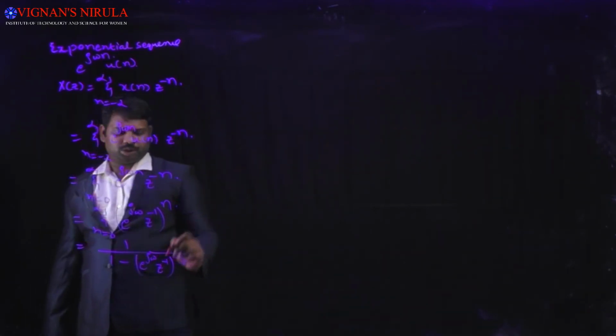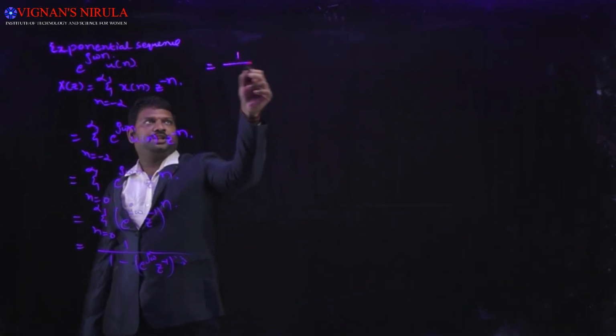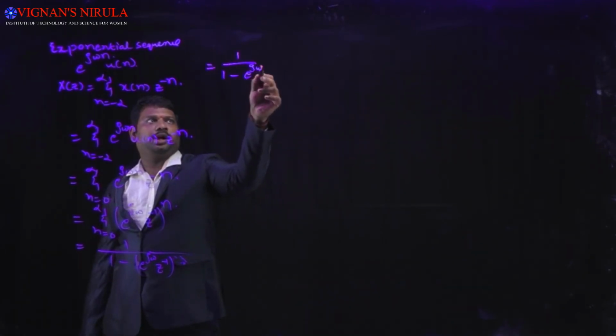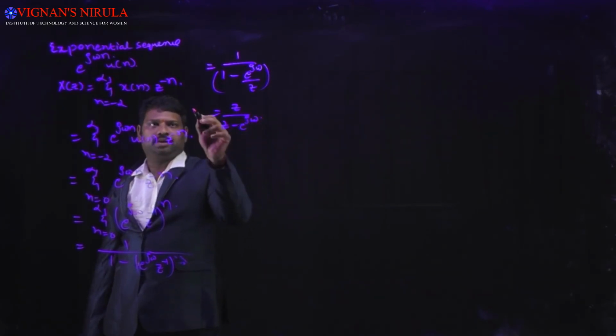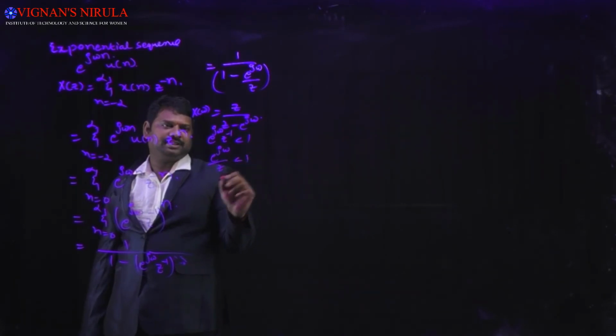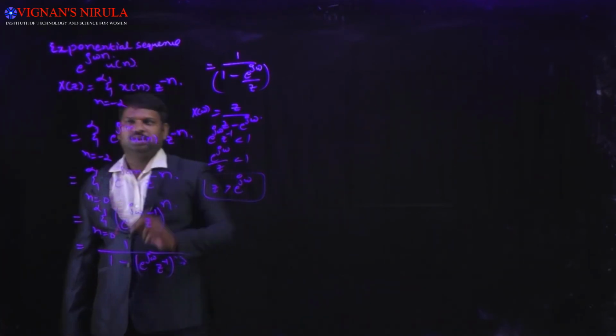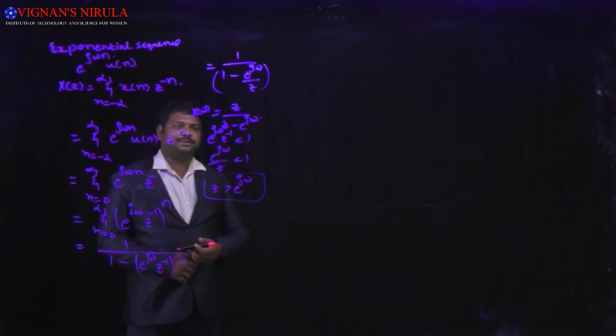When we simplify this, e power j omega by z inverse will be written as 1 by 1 minus e power j omega by z. Therefore, it will be given by z by z minus e power j omega. That is x of z. The ROC condition is that e power j omega z inverse will be less than 1, e power j omega by z will be less than 1, and z will be greater than e power j omega. That is the corresponding z transform and its corresponding ROC.